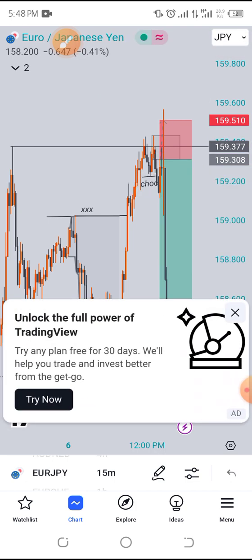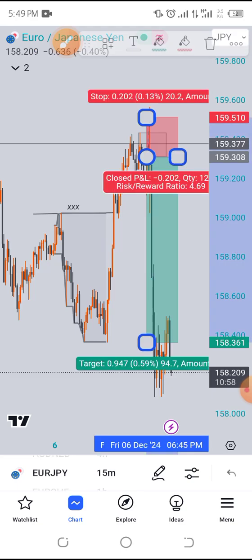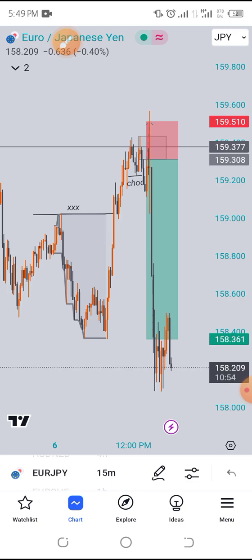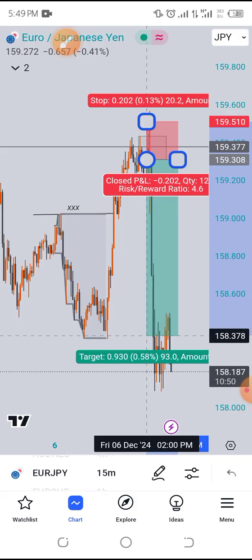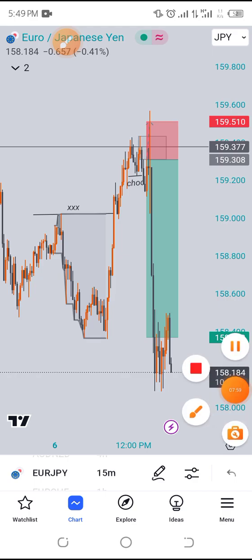Now what I did, because I knew it was Friday and I knew that NFP was going to happen, I did not enter the trade immediately price tapped into this zone. If I had done that, as you can see right here, I would have ended up in a loss. Price would have touched my SL. So what I did was I waited for NFP to happen. So immediately NFP happened, that was when I entered. I waited for the spike, guys. I waited for the spike to happen.